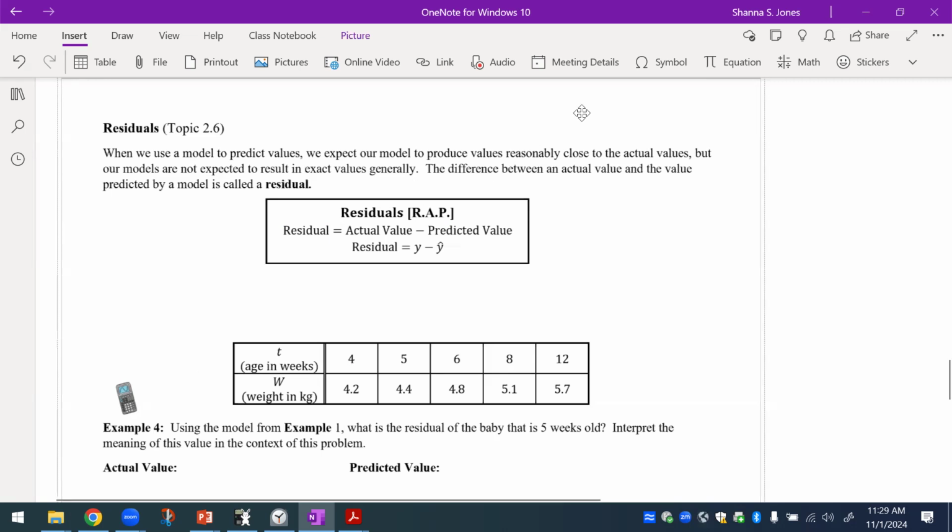Okay, so really quick, the plan for next week.